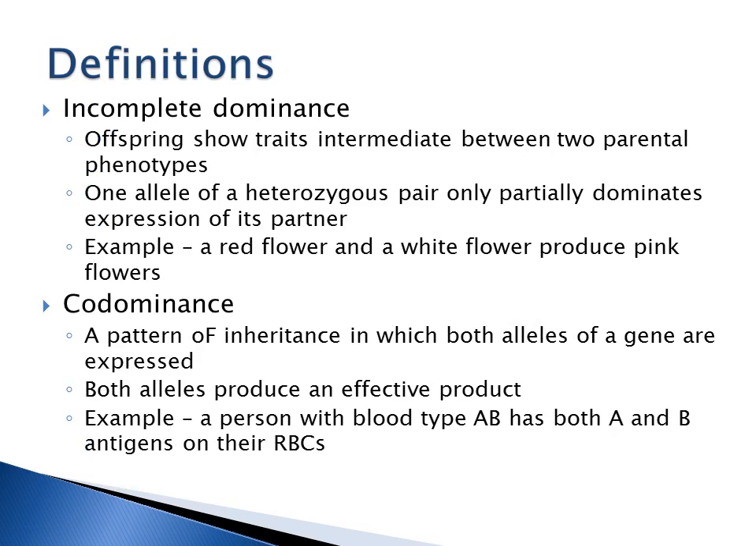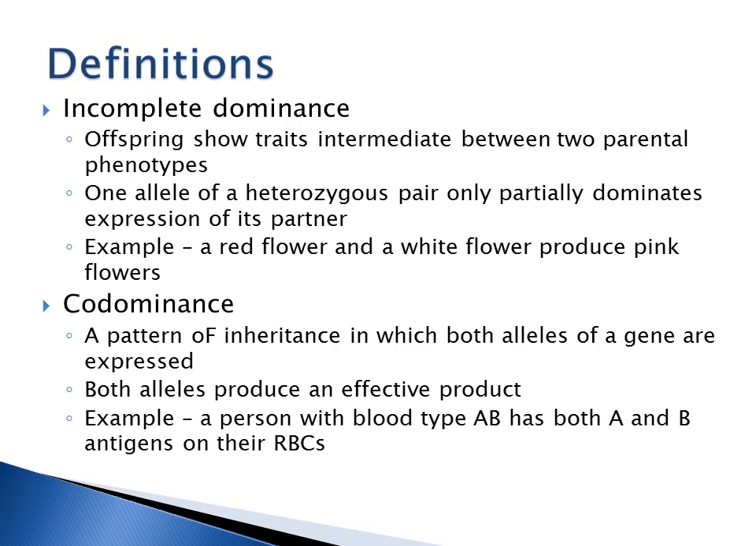Incomplete dominance is when offspring show traits intermediate between the 2 parental phenotypes. One allele of a heterozygous pair only partially dominates the expression of its partner. So for example, you have a red flower and a white flower. So instead of producing either red flowers or white flowers, you can produce pink flowers. So that's an example of incomplete dominance.